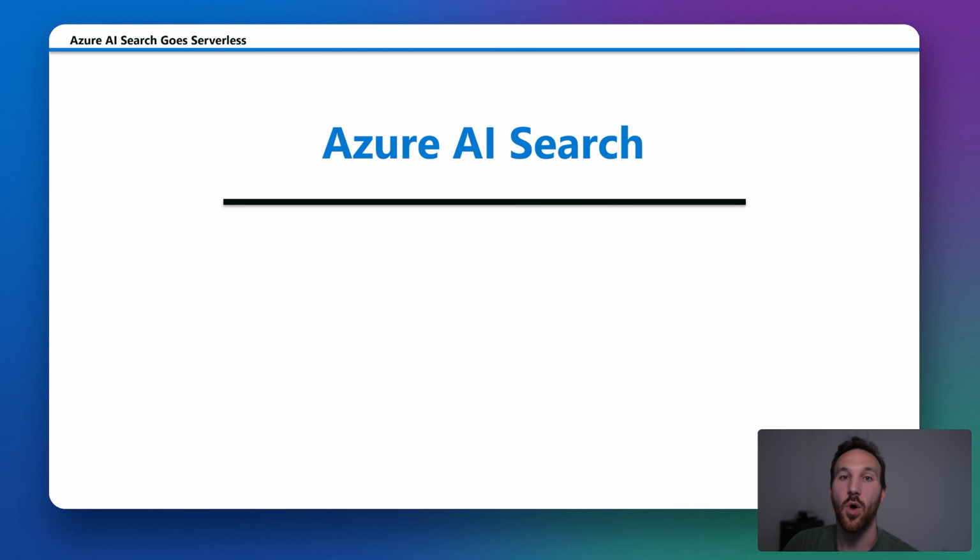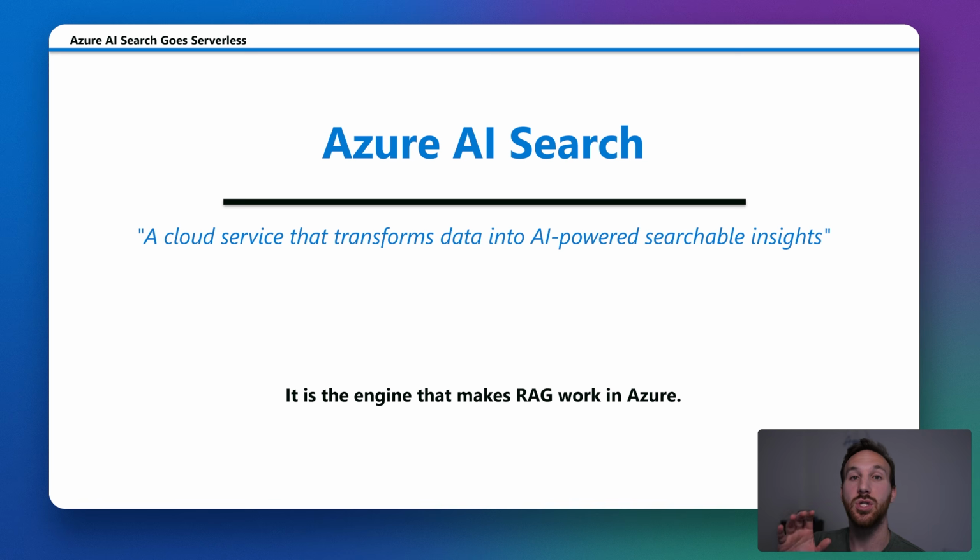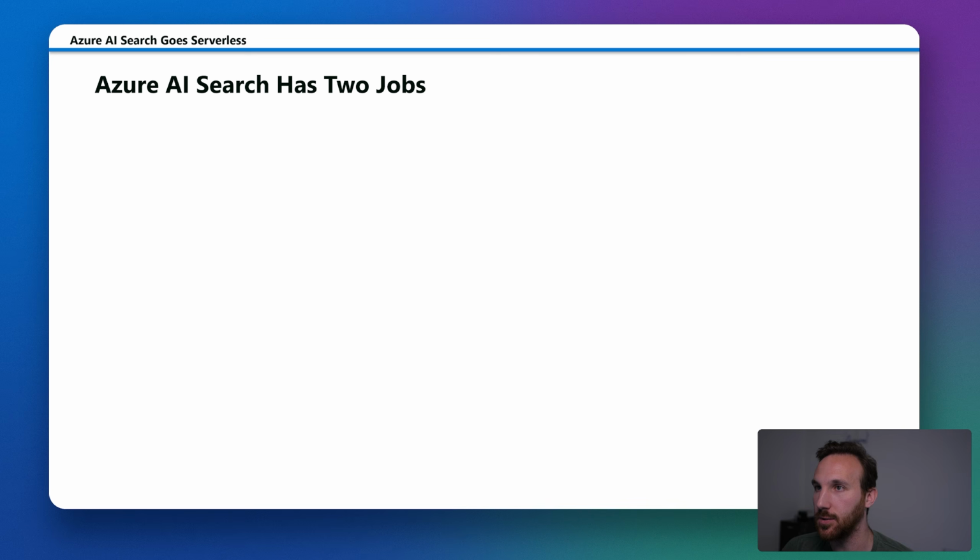So, what is Azure AI Search? If you're not already familiar, Azure AI Search is a cloud service that transforms data into AI-powered searchable insights. If you're building solutions on Azure, specifically AI solutions, Azure AI Search is what's used to power all of the RAG patterns or RAG scenarios for those Azure AI agents. It's how you retrieve information and give it back to the agent. Azure AI Search is always used.